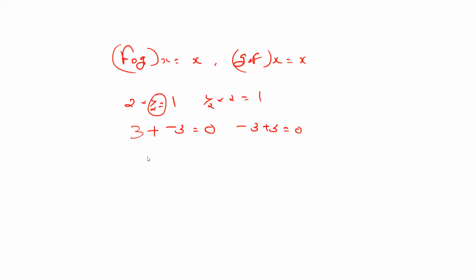The same way, F composition G, just like addition and multiplication, is an operation. F composition G is equal to G composition F is equal to what? Identity function. If F is operating with G and G is operating with F, we are getting an identity function. So then we will call F inverse is equal to G.